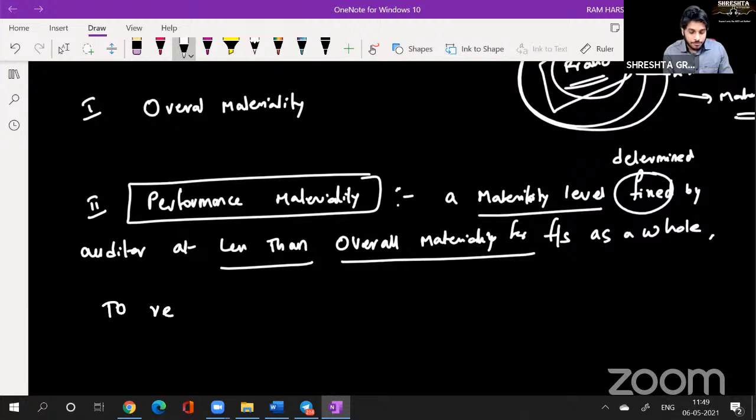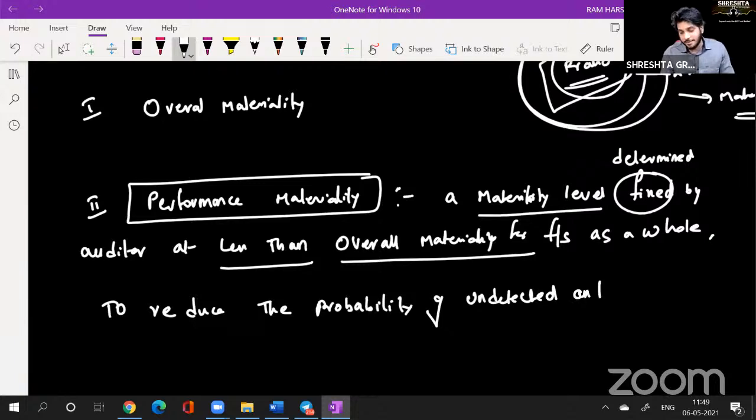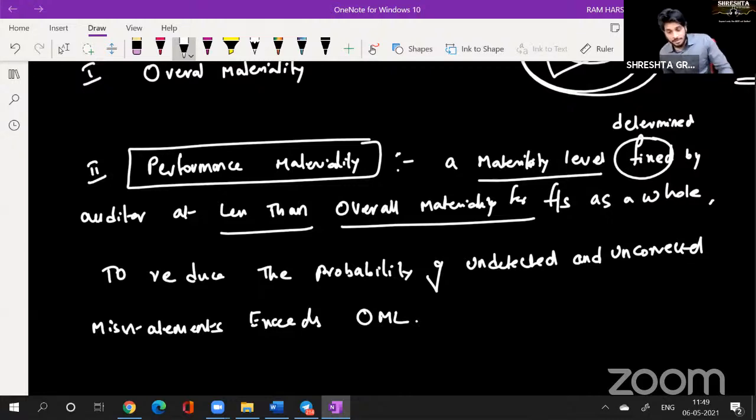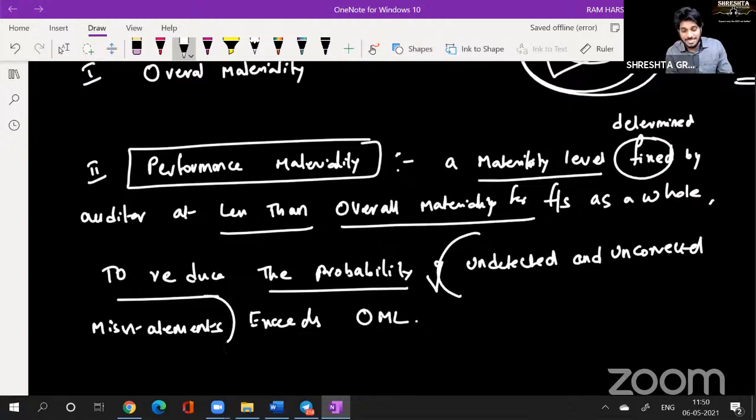to reduce the probability of undetected and uncorrected misstatements exceeding overall materiality level. This is the actual definition. A materiality level determined by the auditor at less than overall materiality to reduce the probability of undetected and uncorrected misstatements. Actually, the phrase will be reversed: uncorrected and undetected. First uncorrected should come, then undetected should come.